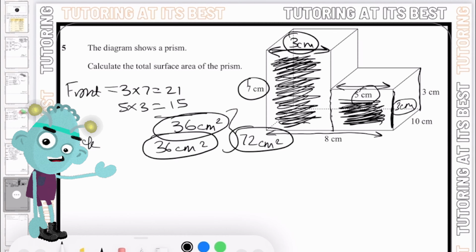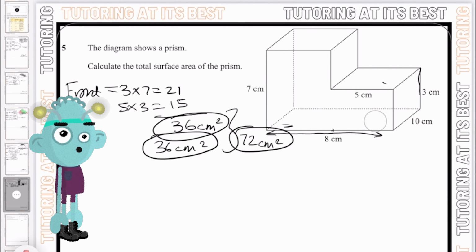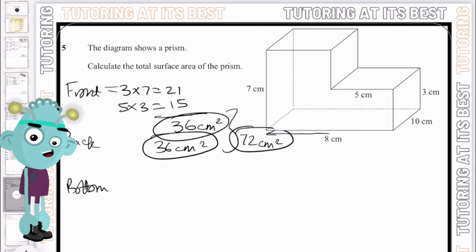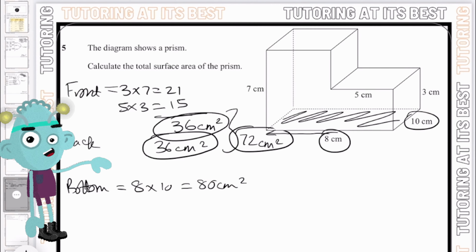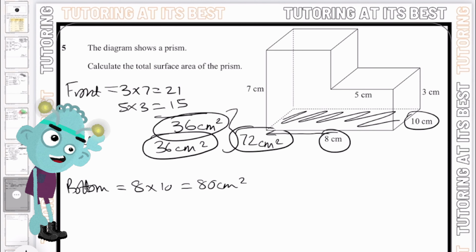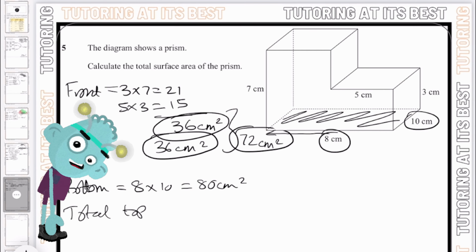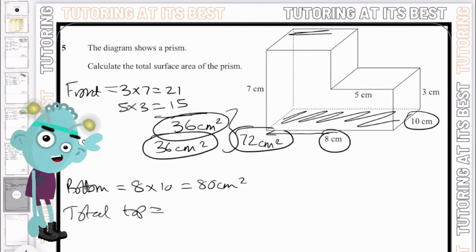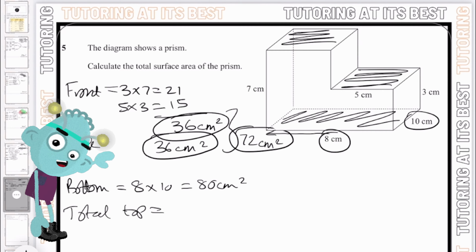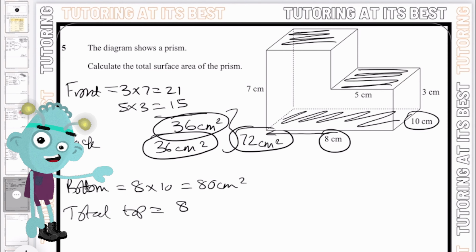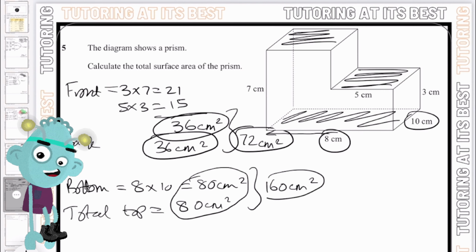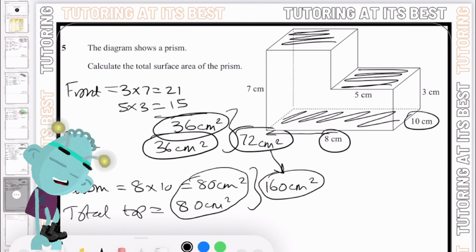Let's now move over to the bottom here. So what do you think we need to do for the bottom? So with the bottom here, we now know that we have 8 by 10. So again, that will give us 80 centimeters squared. But then we need to find the total of the top. And how are we going to do that? Well, the top is very much the same as the bottom. The only difference here is that it's been broken down into 2 different sizes. So we can simply say that the total for the top is also 80 centimeters squared, and that will give us 160 centimeters squared. Before finally moving over to the sides.